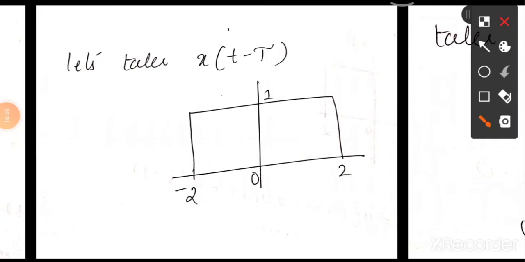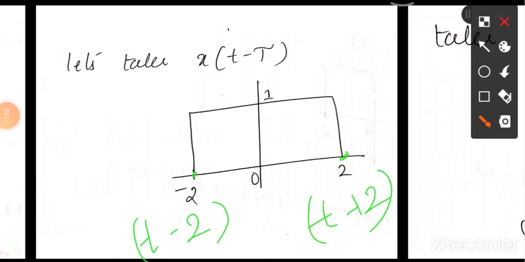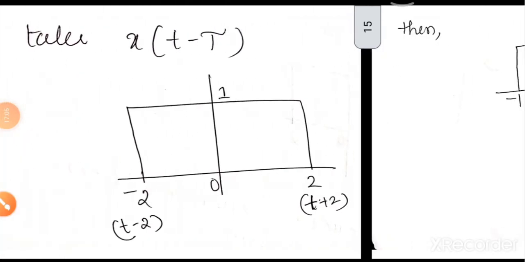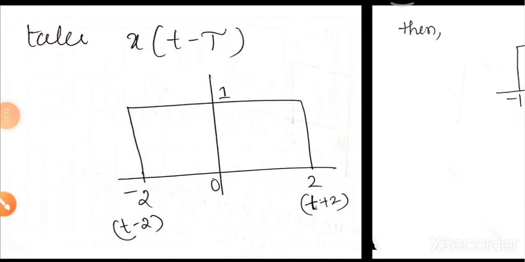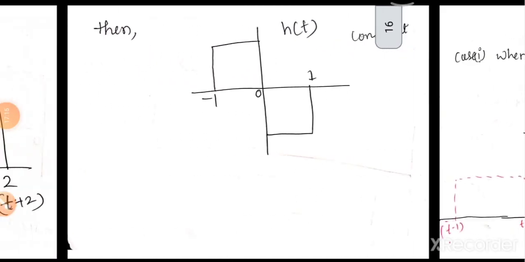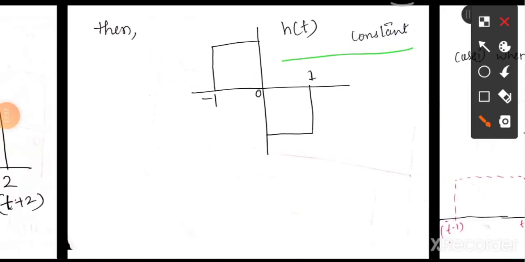What you can do is write its names. This one can be written as t plus 2 and this signal can be written as t minus 2. Okay, be careful about it. It is t minus 2 and it is t plus 2. Both the ends you have to carry. As we said, h of t is a constant. First case we will take.